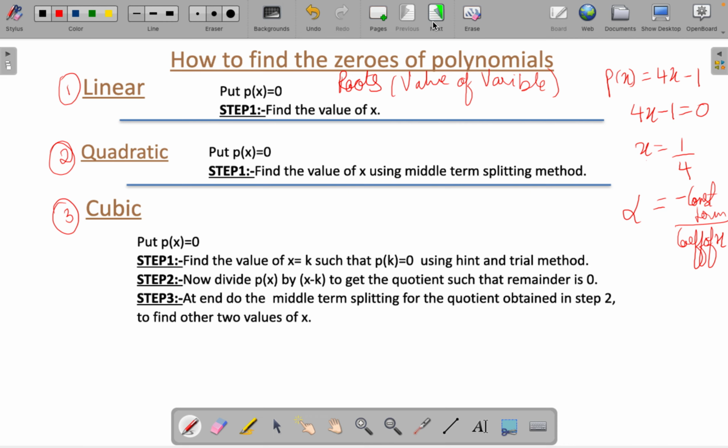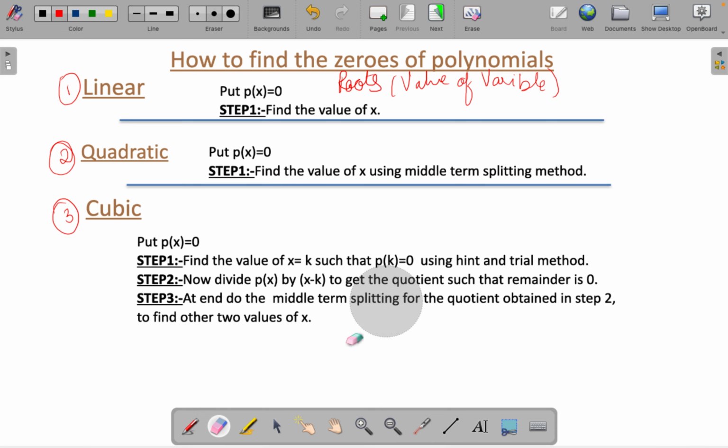Now let's talk about the second case, a quadratic polynomial. When we talk about a linear polynomial, children, there will be only one root, or a single zero, maximum one zero. Let's talk about a quadratic polynomial. I'm taking a quadratic polynomial as an example, 3x square plus 5x minus 2, children. So suppose this is a quadratic polynomial.